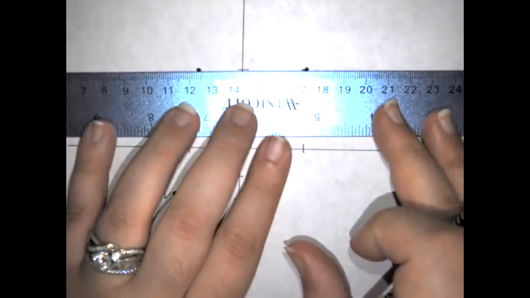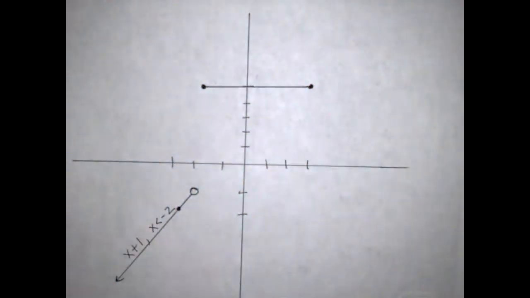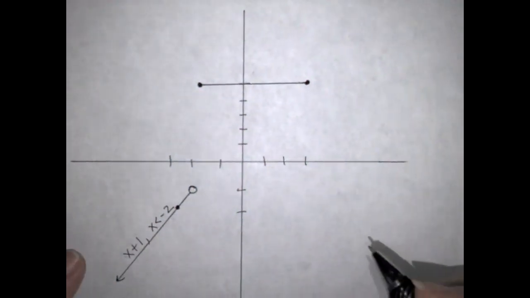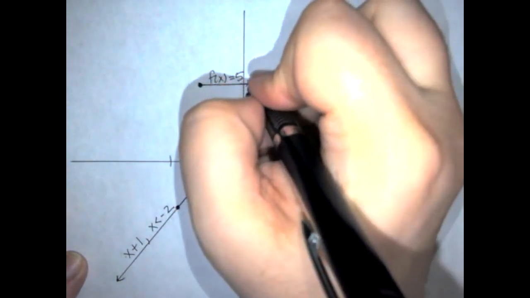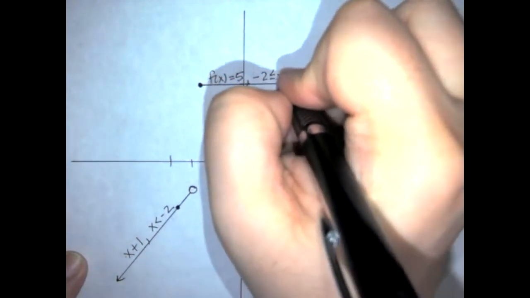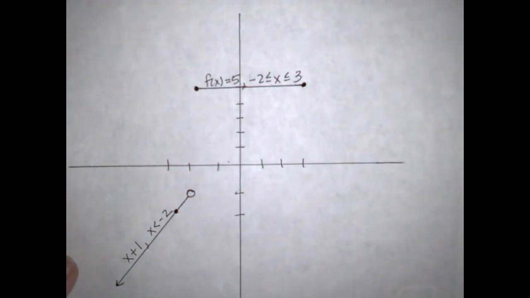And here you're going to go ahead and just simply connect your dots. Okay, so here we go. They're going to come straight here. And this was going to be the graph that f of x equaled 5. And for your bounds, -2 less than or equal to x less than or equal to 3. So that's what that line was.